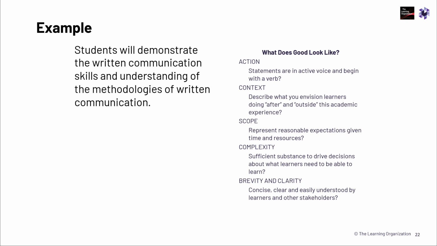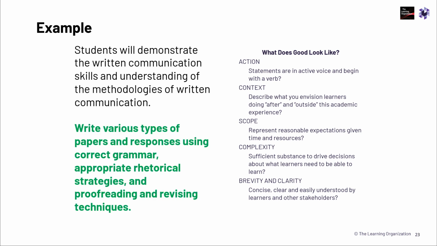And if we look at that, we're looking at the action and the active voice. It actually starts with students will. Most of the time, all of the time, we really should be starting outcome statements with an active verb. So they will be demonstrating the written communication. Sometimes there's even a quicker way to do that. We'll talk about improvement. Context. Is the context rich? Can you get context from that? I don't think so. How about scope? And also, can you do it in a reasonable amount of time? There's some vagueness here. Is there complexity?